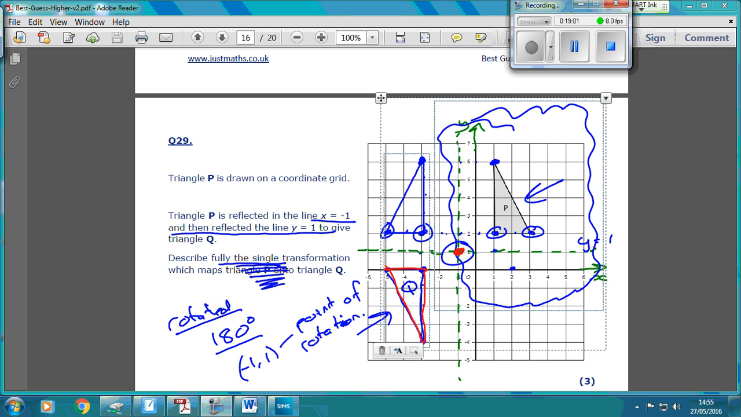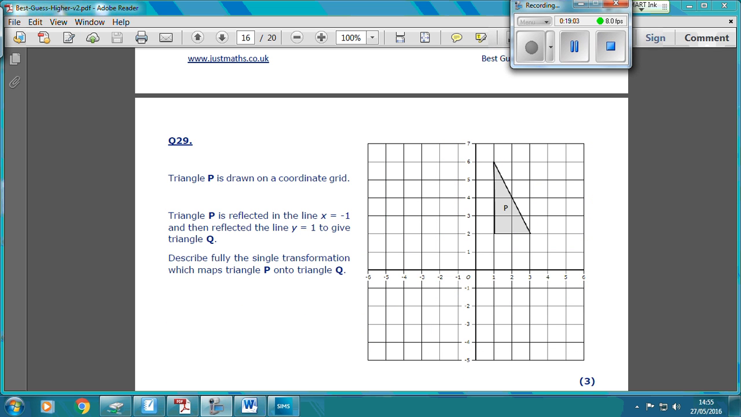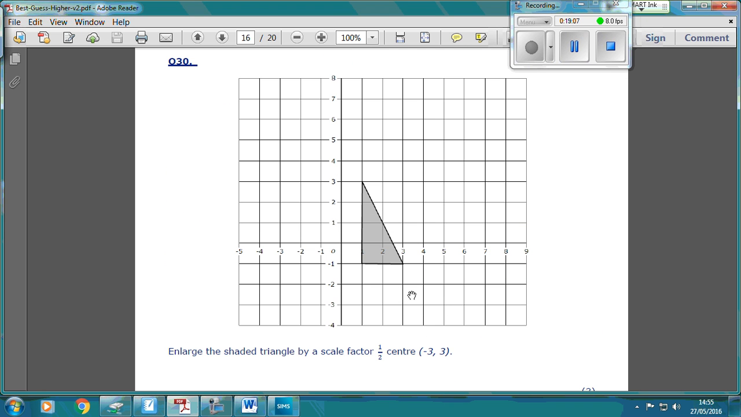Okay, so continuing on with this, question 30. And we've got to enlarge a shaded triangle by a scale factor of 1/2 with the centre -3, 3. So the first thing we need to do is write down or find out where -3, 3 is and mark it. So that's what we're going to call the centre of enlargement. Now this triangle here has 3 points, and we've got to enlarge all of those points with a scale factor of 1/2.